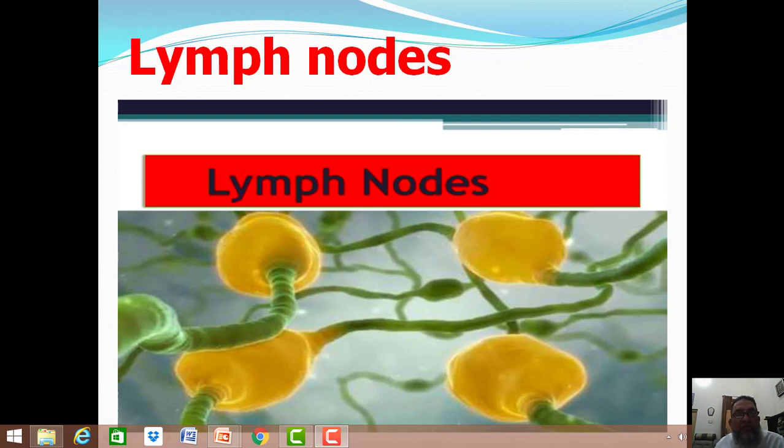We move further in the lymphatic system and discuss the lymph node in today's lecture. This is the front picture of a lymph node. It is a hypothetical diagram. You see multiple lymphatic vessels with lymph nodes in between.